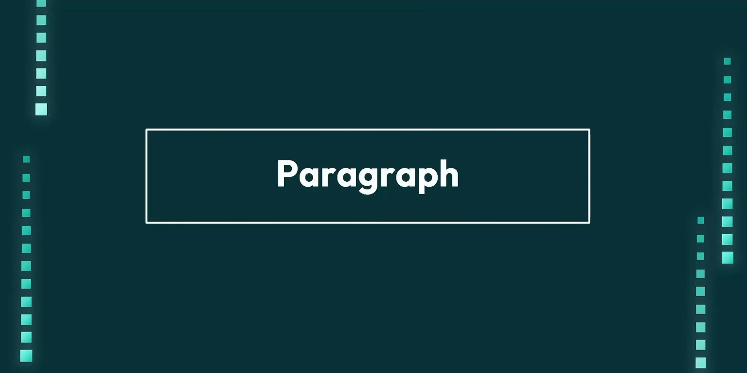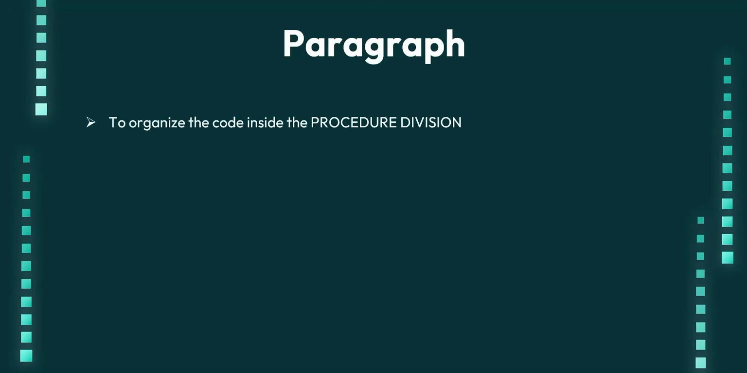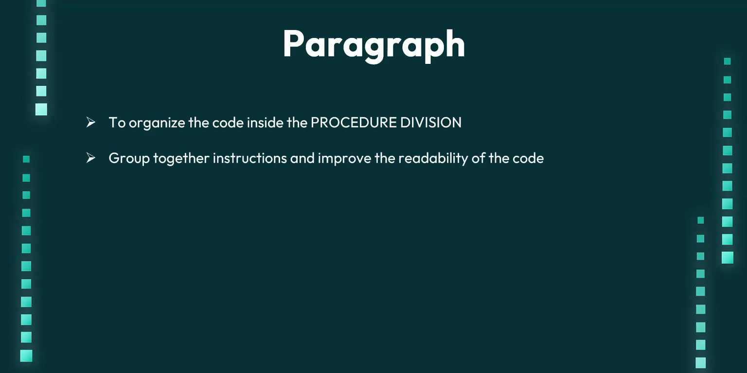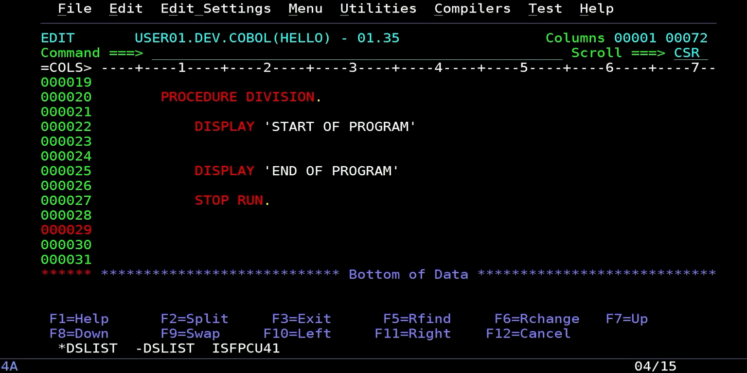In this lesson, we will look at the concept of paragraph. Paragraph is a structure that helps organize the code inside the procedure division of a Cobol program. It allows you to group together instructions and improve the readability of the code. Here's how to define a paragraph.